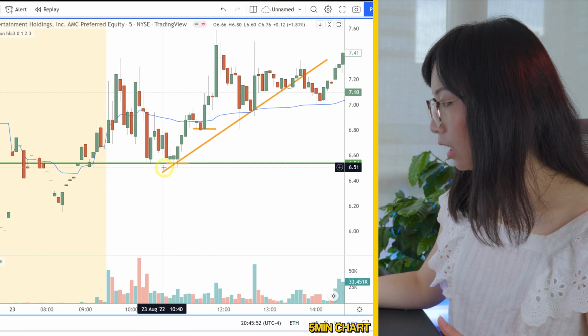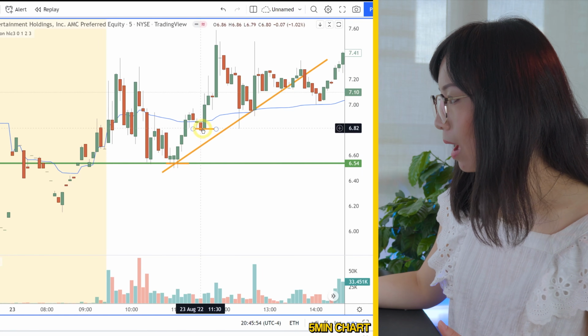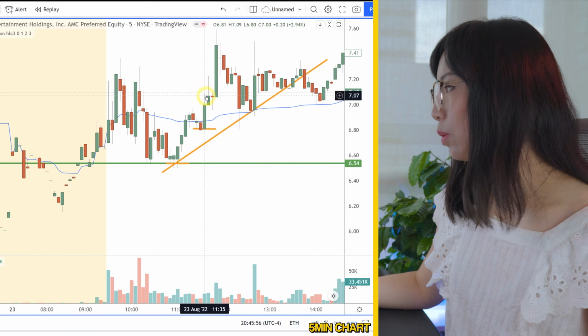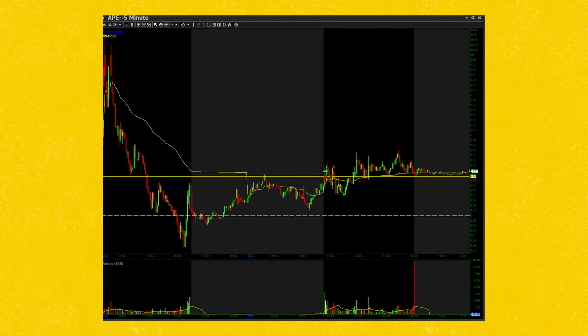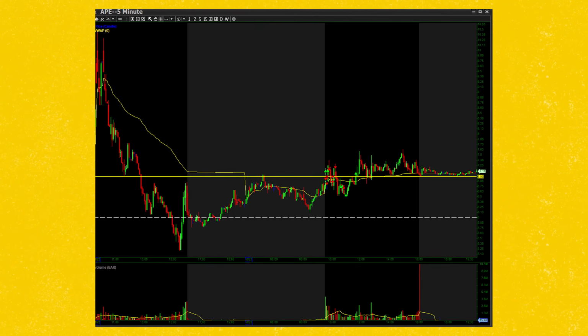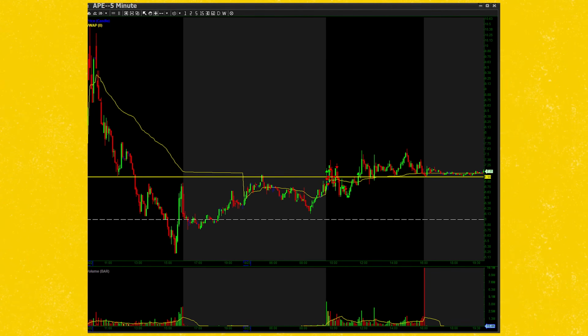When it starts doing higher lows below VWAP and breaks through it, that's when I got stopped out. So I'll show the chart right here. I had to stop right here around 7.02, 7.10. It was a good stop.